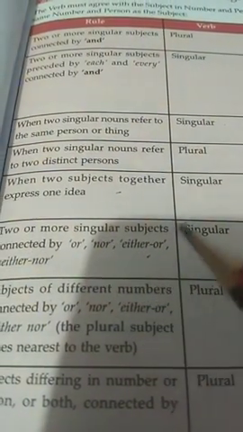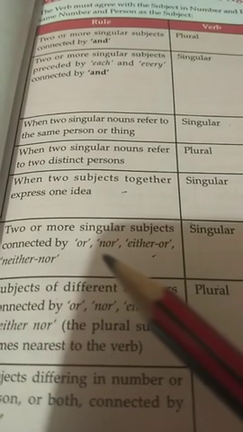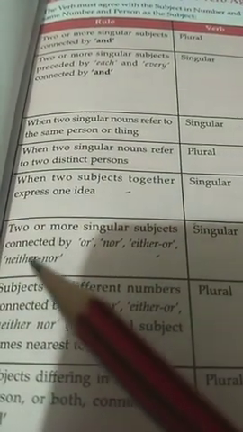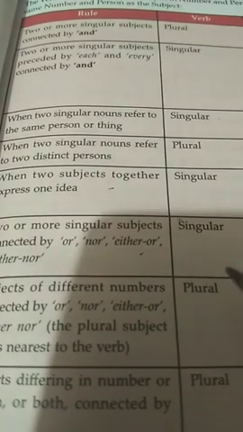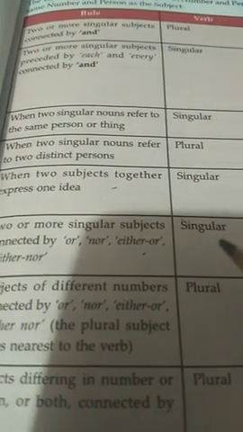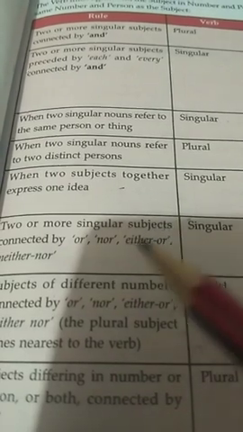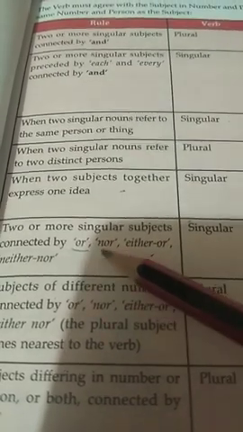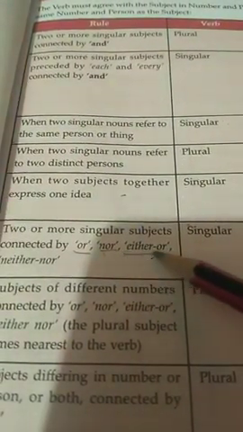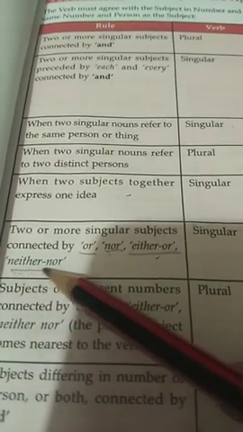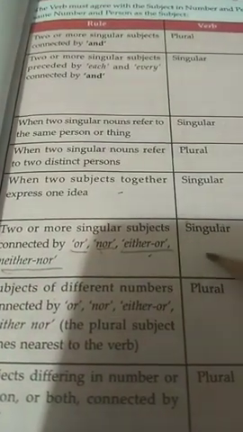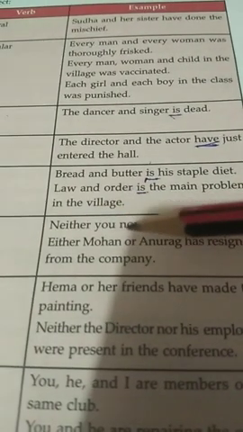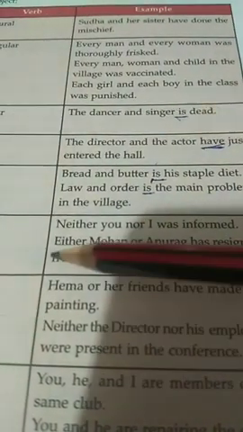Two or more singular subjects connected by or, nor, either or, neither nor. They take what? Singular verb. So two or more singular subjects which are connected by what? Or, nor, either or, neither nor. They take which verb? Singular verb. For example, see the example here. Neither you nor I was informed.